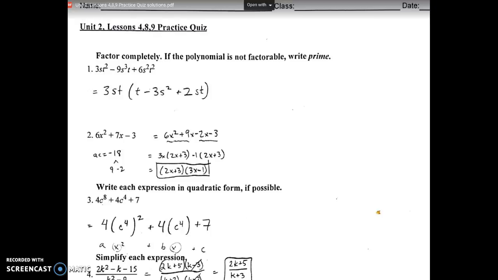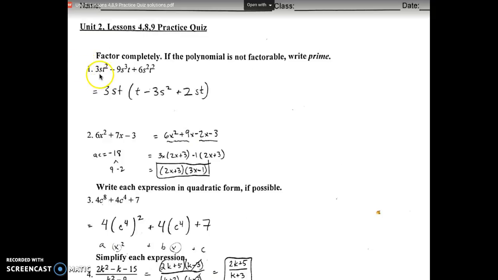All right, we're looking at the Unit 2, Lessons 4, 8, and 9 practice quiz. First question says we need to factor completely, and if the polynomial is not factorable, we're going to write prime. So for number 1, we have 3s t squared minus 9s cubed t plus 6s squared t squared.